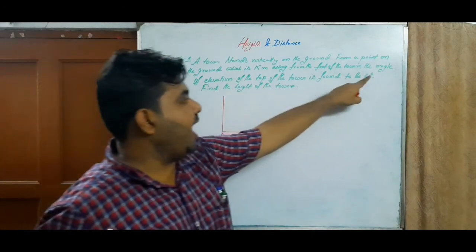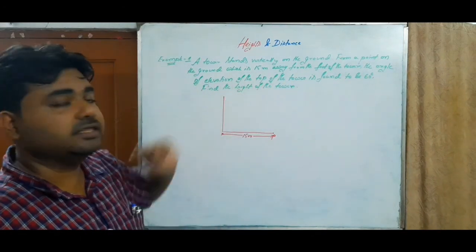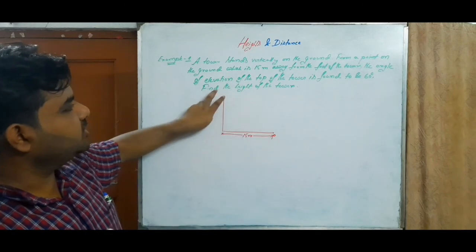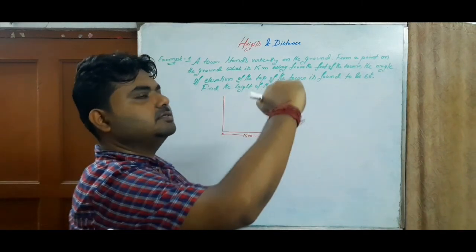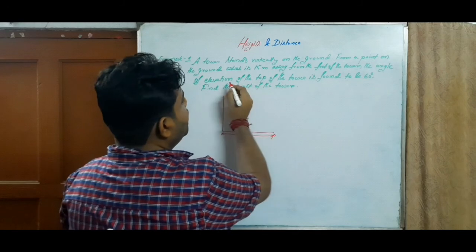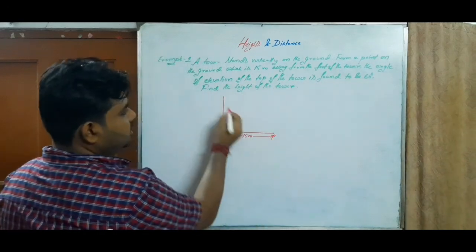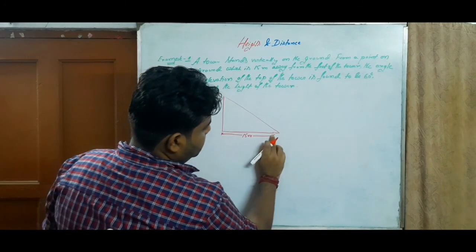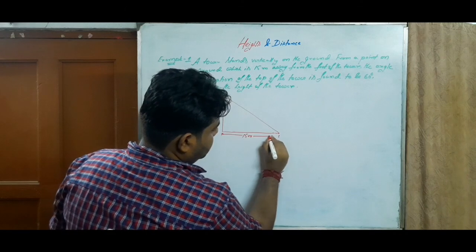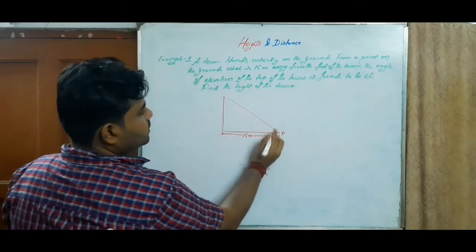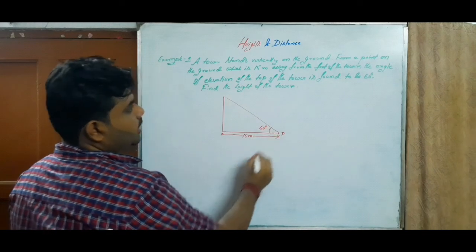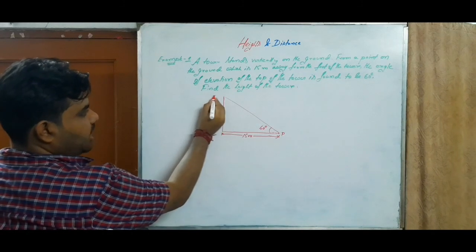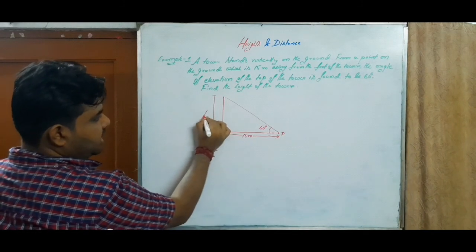Now the angle of elevation: the person is seeing from a point below to the top of the tower, that is, he is elevating his head. So the angle of elevation of the top of the tower is found to be 60 degrees. So this angle is 60 degrees. Find the height of the tower. So we have to find the height. I am considering this perpendicular as h.